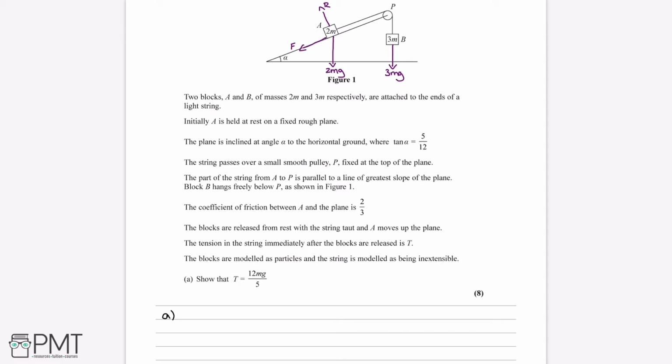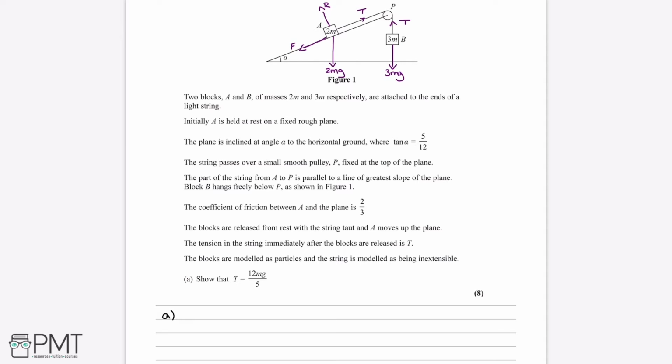And finally, we know that the tension in the string after the blocks are released is T, and tension acts in these directions, like acting towards P, and we can call both of these T. And we know the tension on either side of the pulley is equal, because we're told right at the end that the string is modelled as being inextensible, and the main assumption we can make from that is that the tension remains the same on either side of the pulley, and so does the acceleration, which is something that we'll need to know later on. So now we have all these forces marked on our diagram.